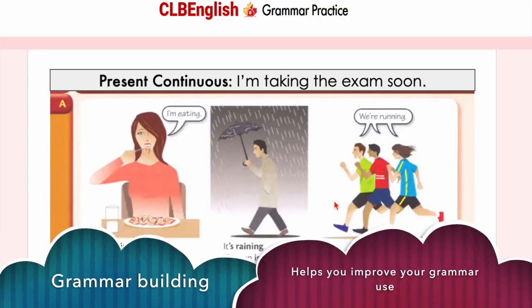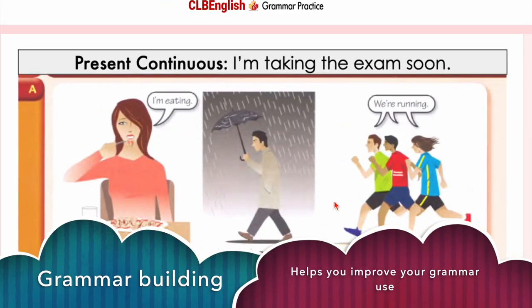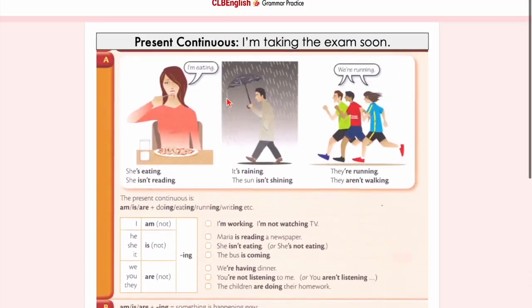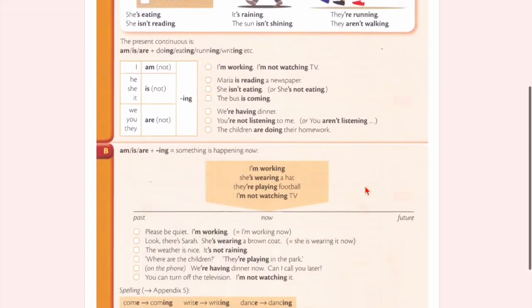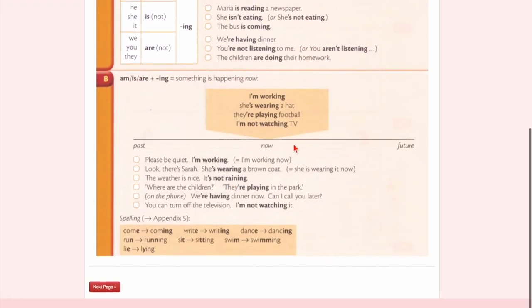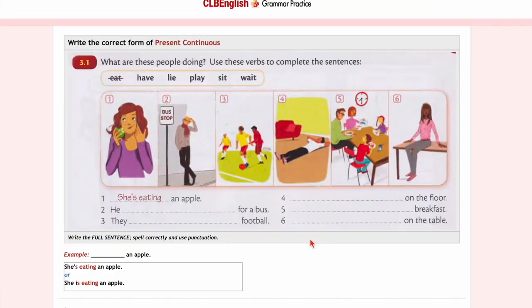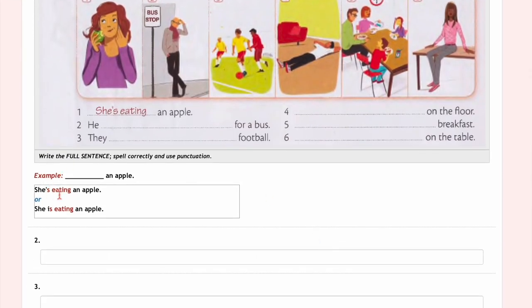Okay. Okay, we're learning about the present continuous over here. Very good exercise. You can study this sheet, grammar sheet, and you can read it. And then you can do some practice exercises. Here it explains to you what you need to do. She's eating an apple or she's eating an apple. So we need to write one.